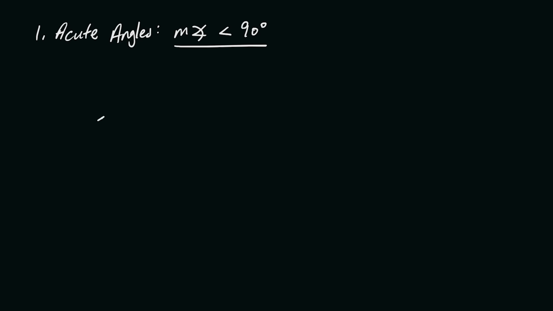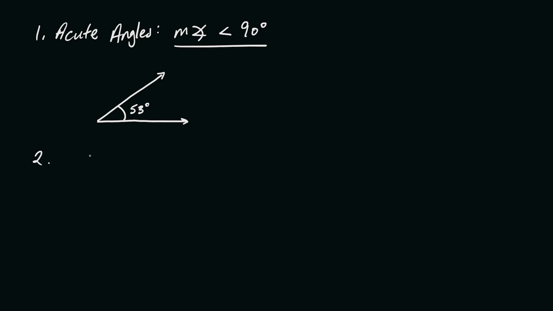An example would be an angle that measures 53 degrees. That is also an acute angle. So anything larger than 0 and smaller than 90 is an acute angle.